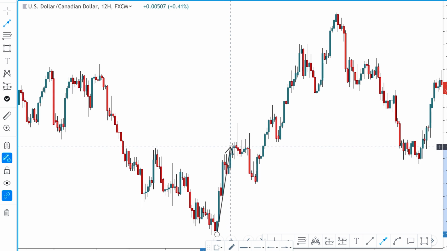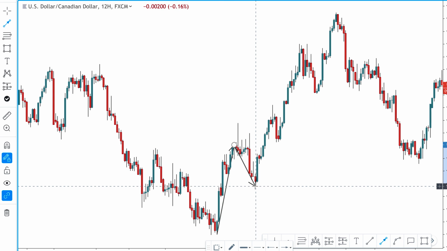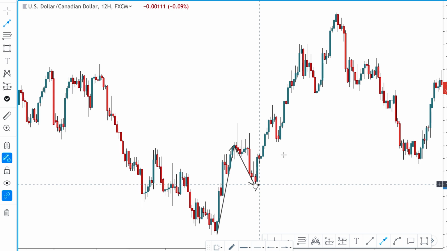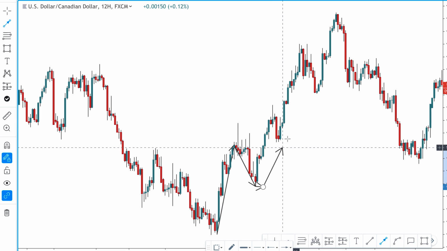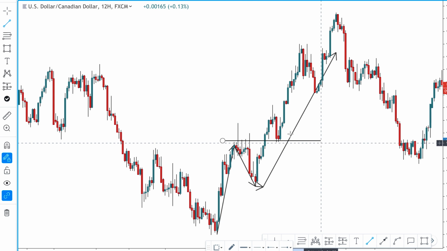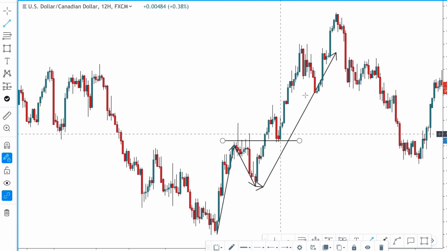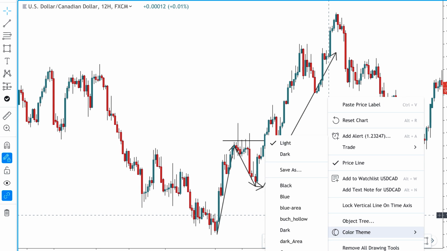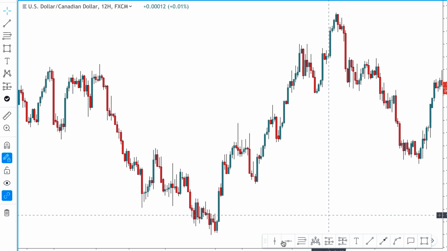So here, for example, we have an A to B, the C move forms, and then you can see after the C is completed, the price turns around, it resumes into its original trend direction. We break here above the highs, we have this nice little retest here, and then we continue. So how would we use our Fibonacci extension?